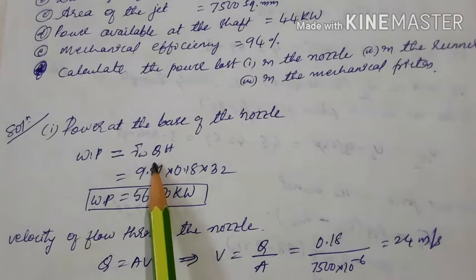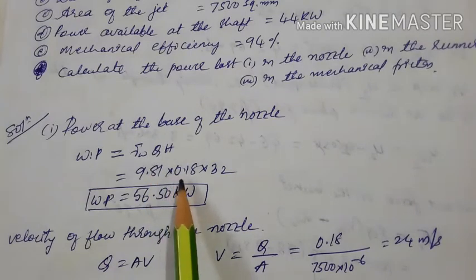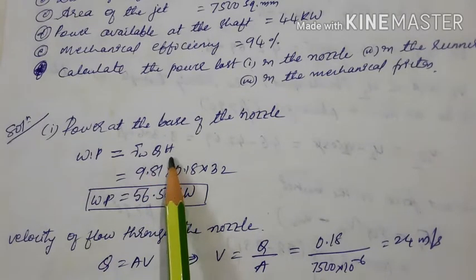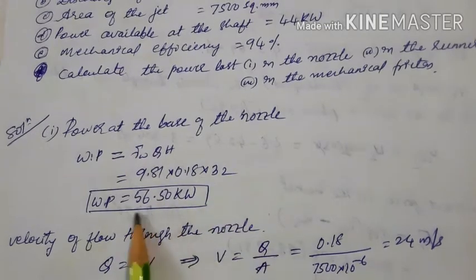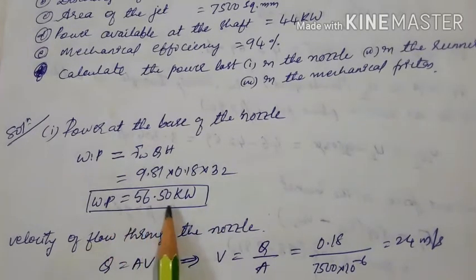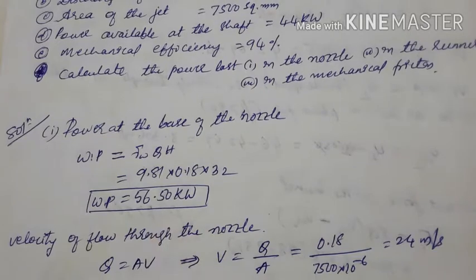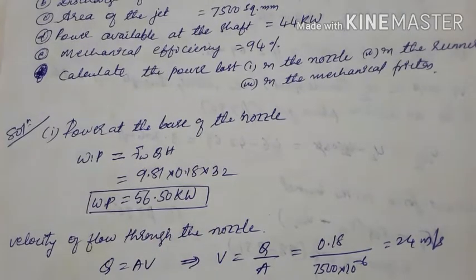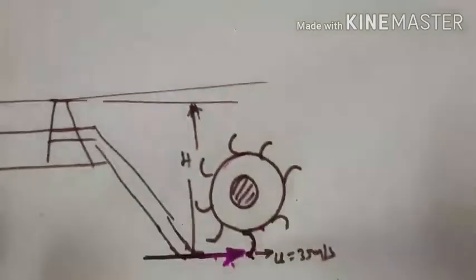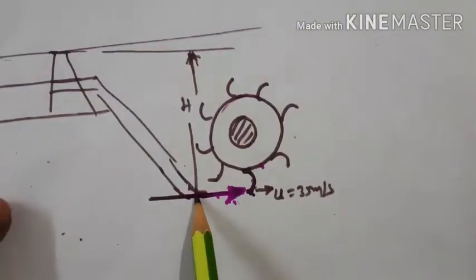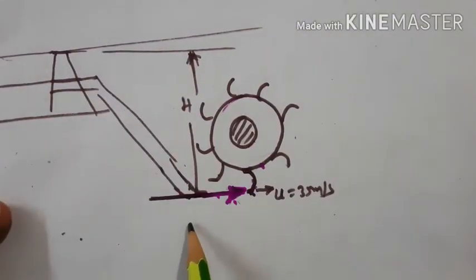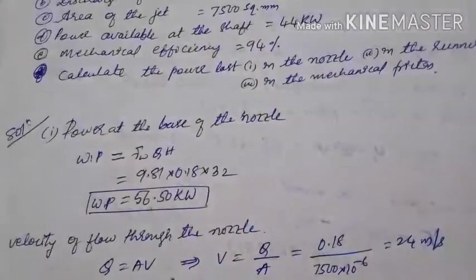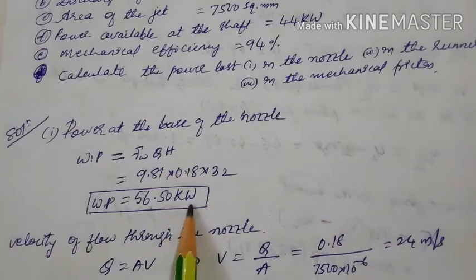Q is also given in the problem, that is 0.18 meter cube per second. Also the head available is 32. Substitute, we get water power as 56.5 kilowatt. This much power is being transferred at the base of the turbine. Means this water power, this jet power we have calculated, that is water power, is 56.5 kilowatt.